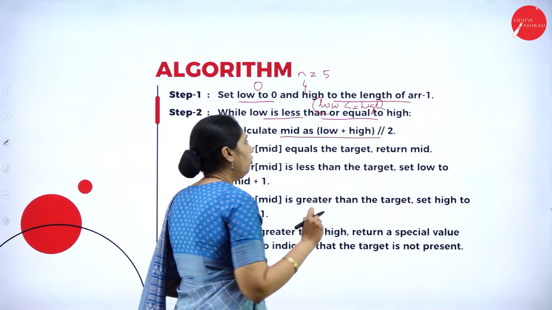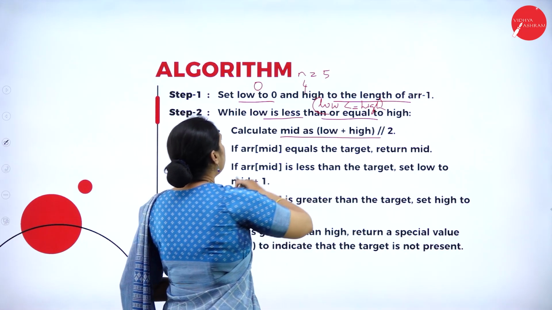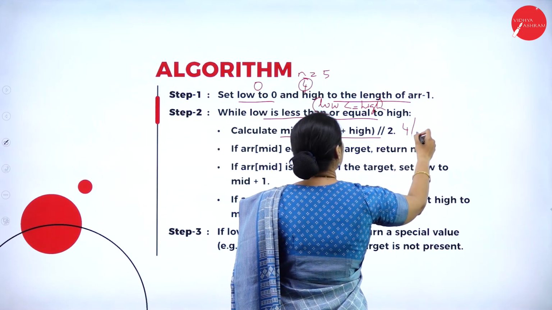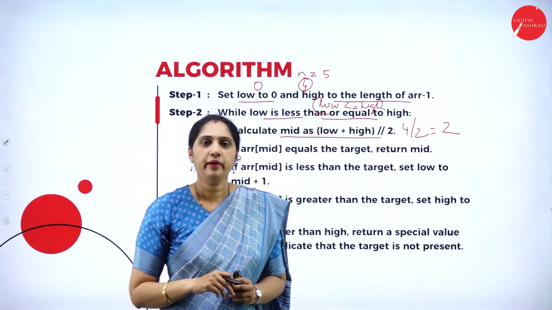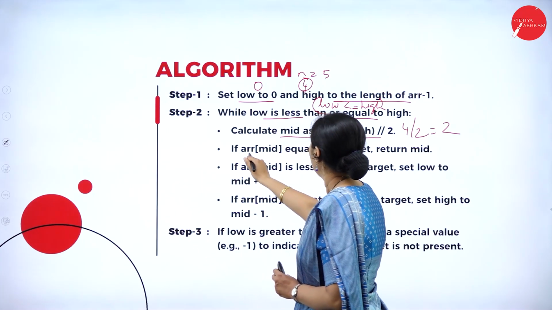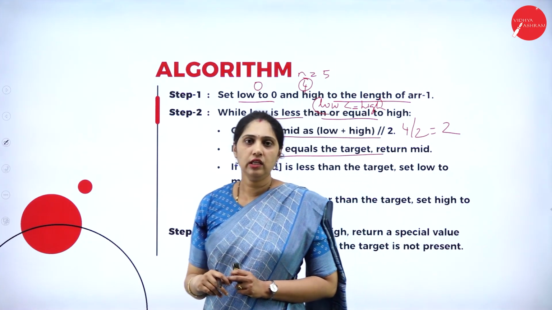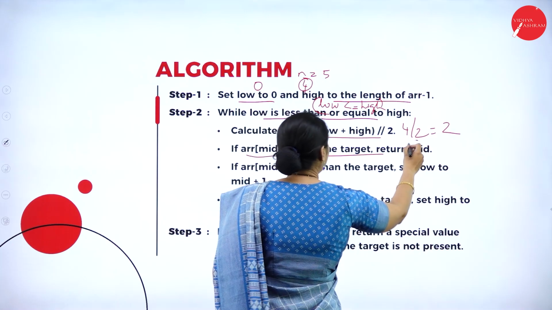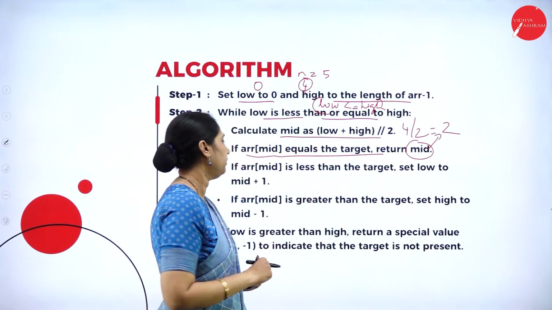Mid is low plus high divided by 2. Say 0 plus, what is my high? High is 4. So 4 divided by 2 is 2. So this is the mid. Now we have to compare A of mid is equal to target. If array of mid equals the target, then we have found the key element and we will return the mid, that is the index. The index is 2 according to our example.